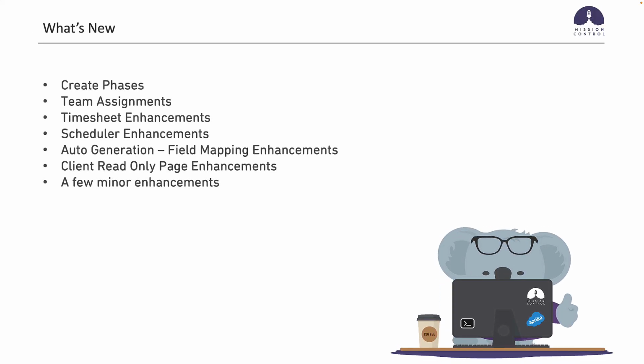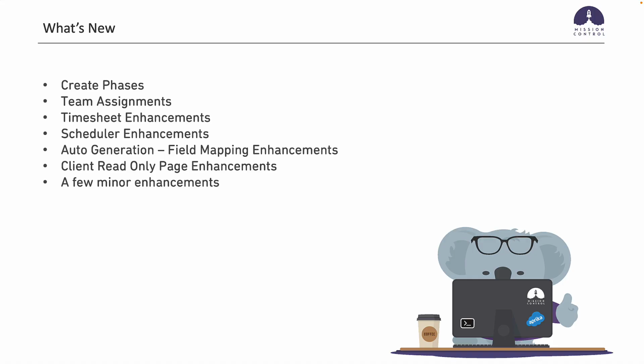Okay, so what's new? We've got a few new features along with some enhancements to some of our key existing functionality as well. So new functionality, we're introducing a page that allows you to create and manage multiple phases the way you can on create milestones, create actions, create checklist items. Introducing a couple of features around being able to assign an entire team to either a project or to an individual action.